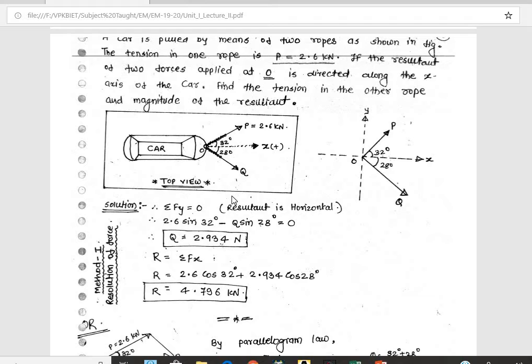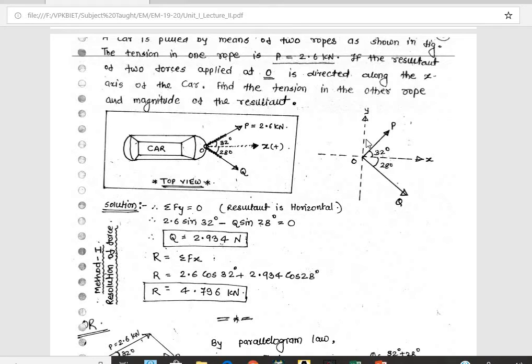A car is pulled by means of two ropes as shown in the figure. The tension in one rope is P, which is equal to 2.6 kilonewton. If the resultant of the two forces applied at O is directed along the x-axis of the car, find the tension in the other rope and the magnitude of the resultant. See, this is the car. These are the two forces P and Q, horizontal axis. So this is the top view.